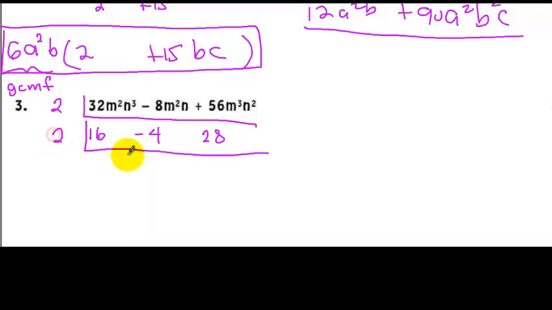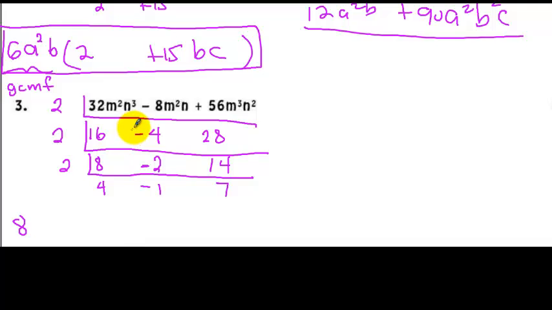Again, we can say 2. So 16 divided by 2 is 8. 4 divided by 2 is 2. 28 divided by 2 is 14. Again, we have here a common factor. Divide by 2 again. So I have here 4. Negative 2 divided by 2 is negative 1. 14 divided by 2 is 7. Now 4, negative 1, and 7, we don't have any more common factor. So 2 times 2 times 2 will give us 8.